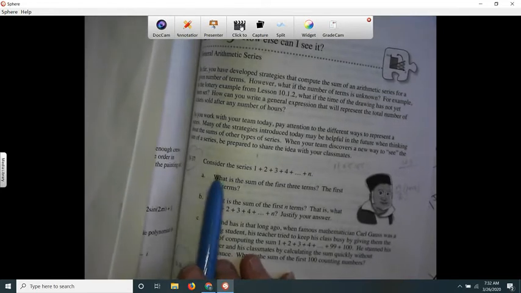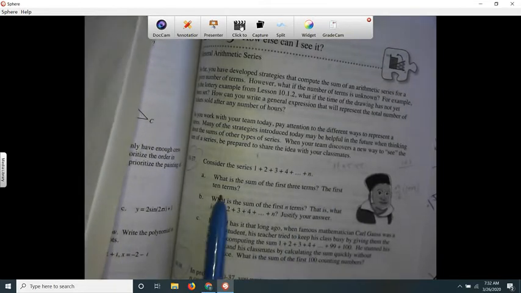It says, consider this series. What's the sum of the first 3 terms? Well, we can tell. It's just 6, right? Because you just go 1 plus 2 plus 3. We can try this formula that we've found to work and see if it works.